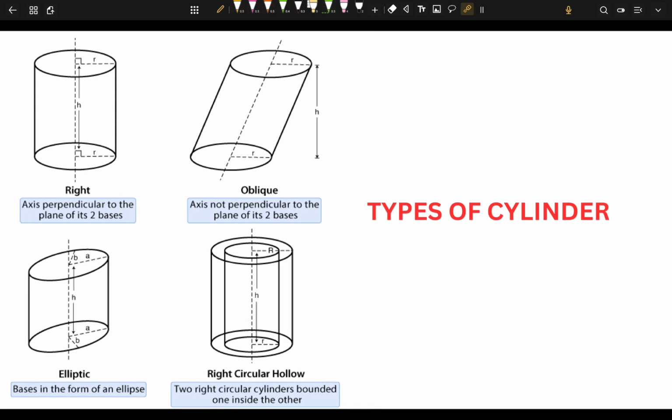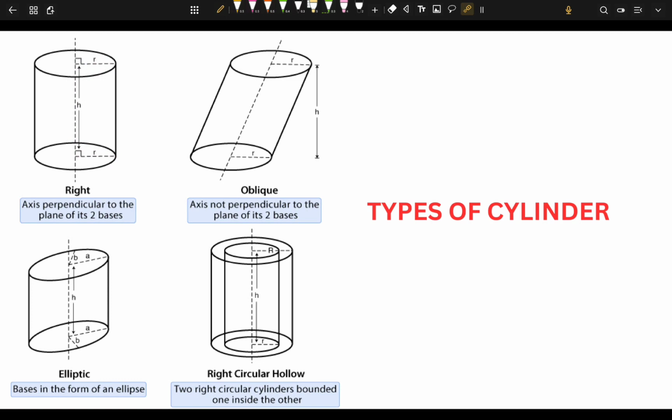Sunod natin is yung ating types of cylinder. So dito may iba't iba tayong classifications or different kinds ng ating cylinder. In terms ng perpendicularity ng ating height, we have yung tinatawag nating right cylinder. So, right cylinder natin, yung ating axis is perpendicular to the plane of its two bases. Ibig sabihin po, yung height natin is forming 90 degrees doon sa ating base. Ibig sabihin, talagang straight yung ating na-form na cylinder. So, 90 degrees siya dito, 90 degrees din po siya dito. So, yun po yung right cylinder.